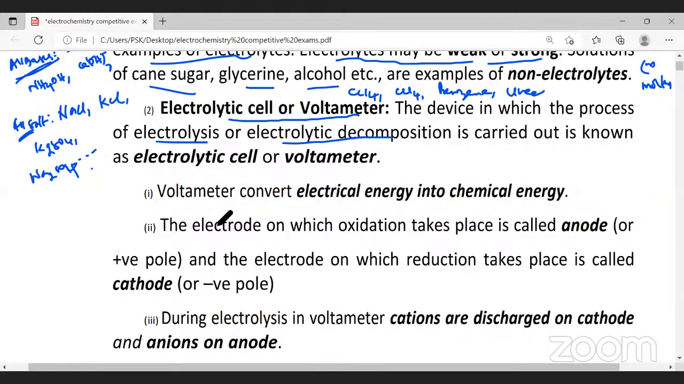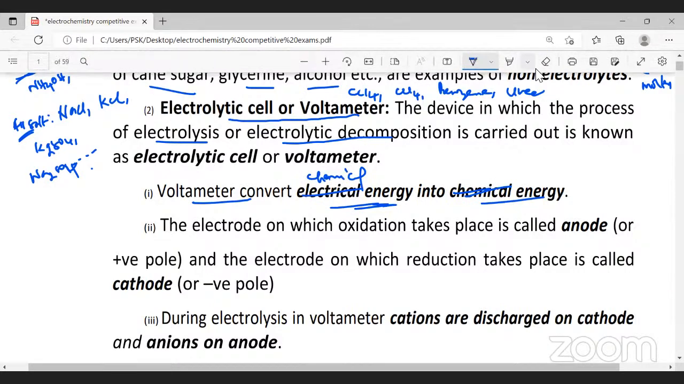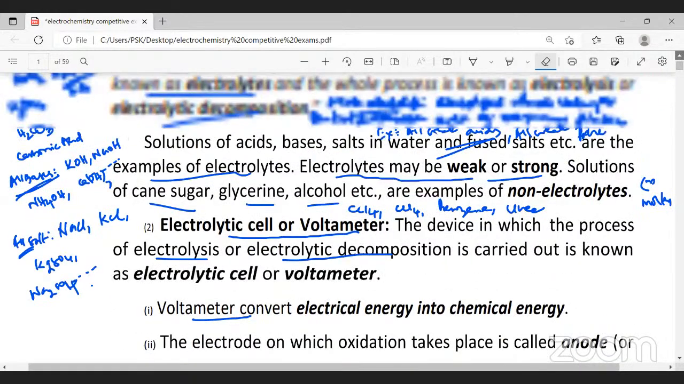Now we learned this. A voltameter converts electrical energy into chemical energy. Sorry, a voltameter converting chemical energy into electrical energy would be a wrong statement, since that is an electrochemical cell. This is an electrolytic cell, and the statement is right. A cell which converts electrical energy into chemical energy is called an electrolytic cell. I think I have written it here.